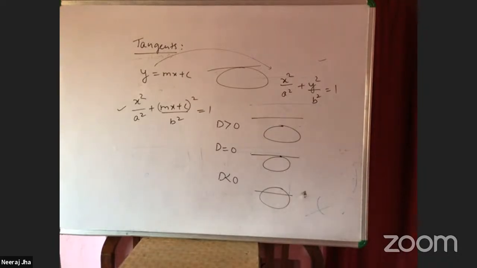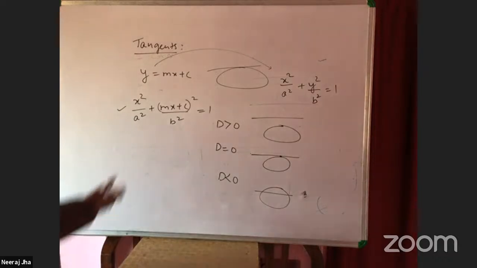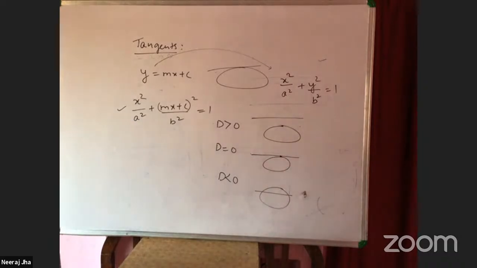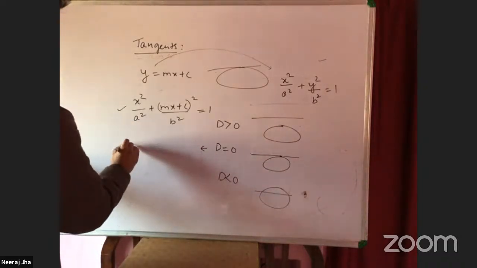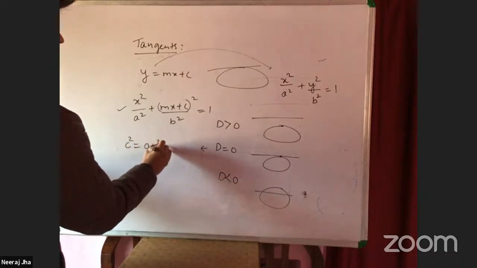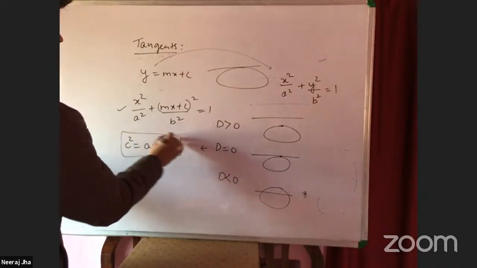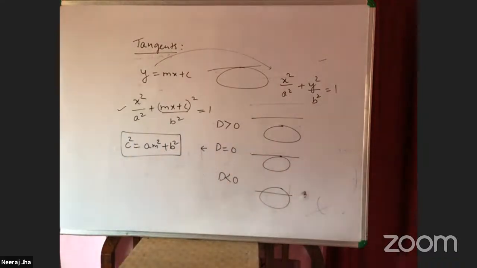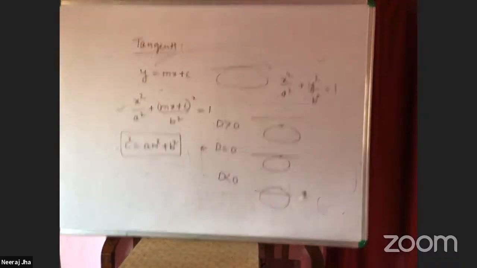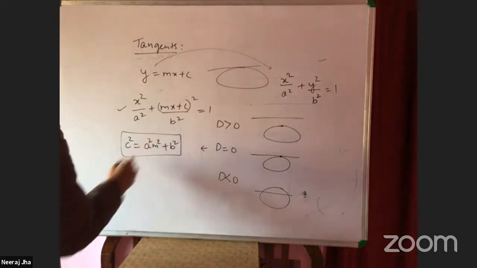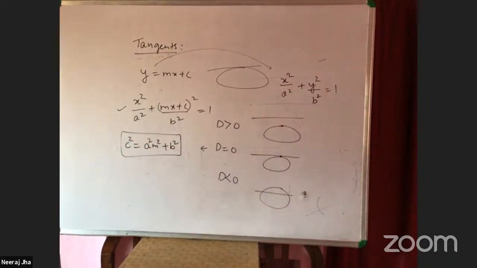So when you will be finding D, you will be getting something like this. Find its D. And if D is 0, you will be getting a condition c square is equal to a square m square plus b square. Now this is the condition of tangency.